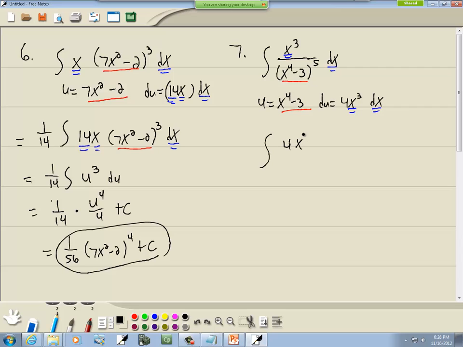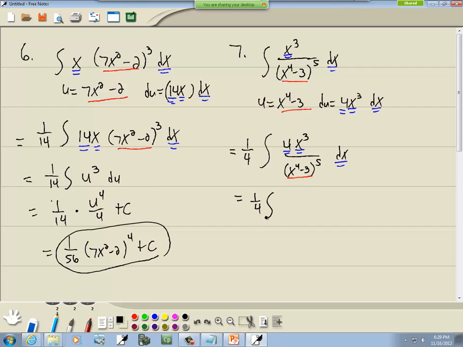So we're going to have 4x to the third down here, x to the fourth minus 3 to the fifth dx. Again, that matches still. Now we have a 4, x to the third, dx. Matches exactly. Now we can't just throw it in there, though. We have to offset it somehow. We put a 4 inside, so we'll put the reciprocal out in front. We'll put the 1/4 out in front.